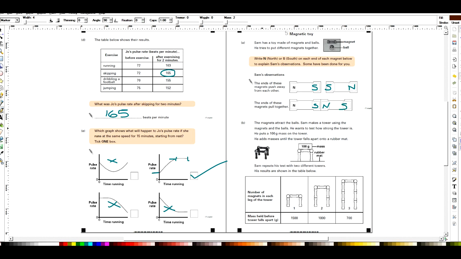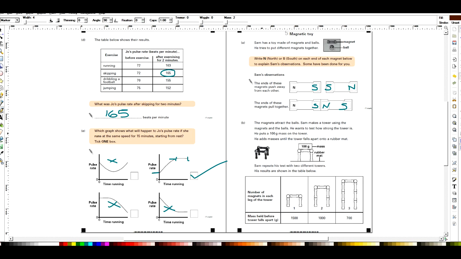Now let's explain it. Why are these two south and south? They're both south because like poles repel. Like poles means the same. These two are opposite because opposite poles attract. Opposite poles attract. That's the scientific explanation behind it.